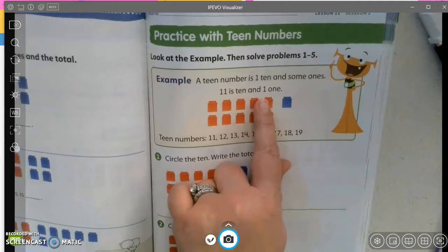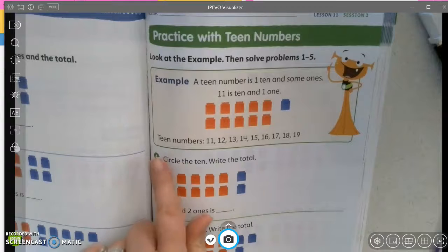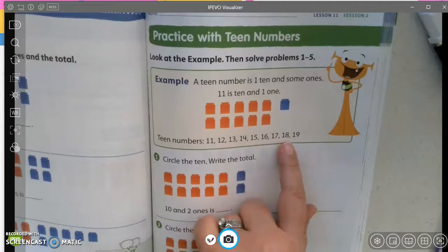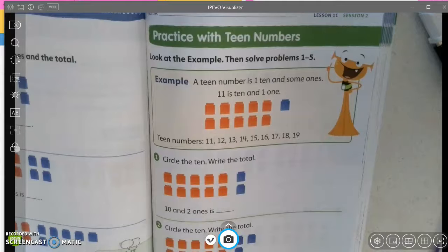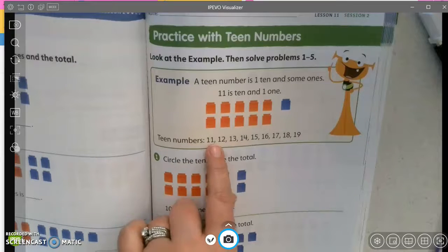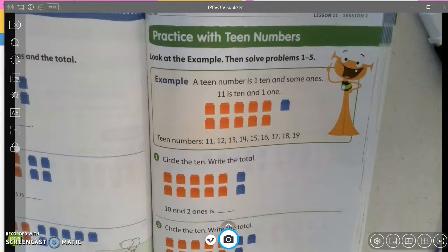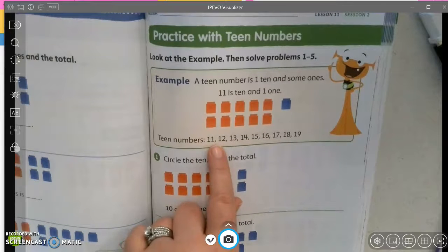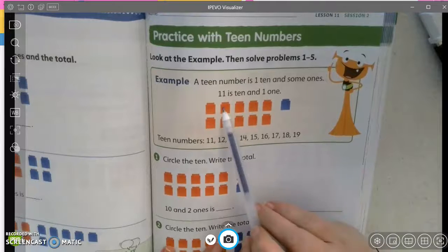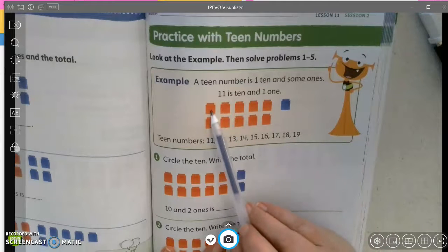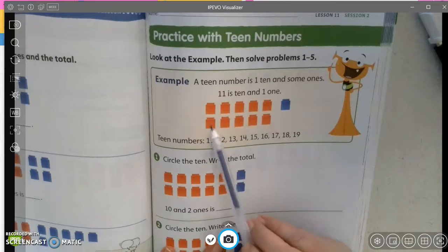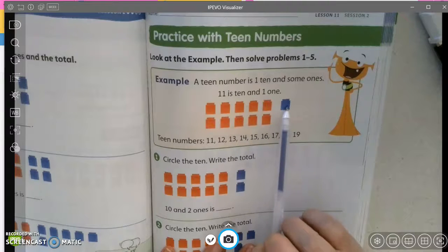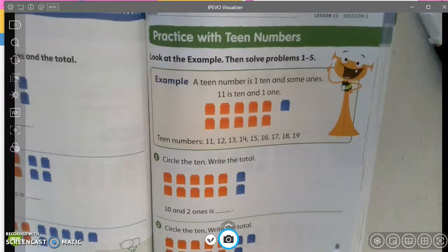11 is 10 and 1. Teen numbers are 11, 12, 13, 14, 15, 16, 17, 18, and 19. Those are all of our teen numbers, and I know that 11 and 12 don't say teen like 13 and 14, but they do have 1 ten and then some ones. So when they say 11 is 10, that means there's 1, 2, 3, 4, 5, 6, 7, 8, 9, 10. There's 1 ten and 1 one. Okay?